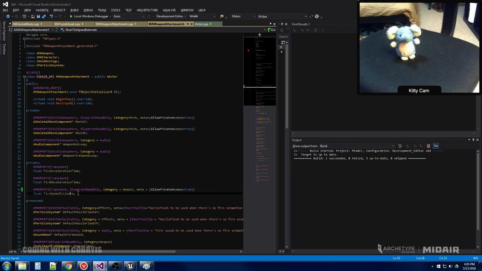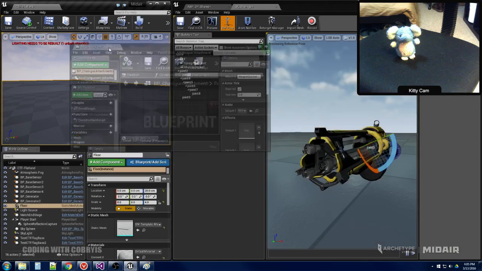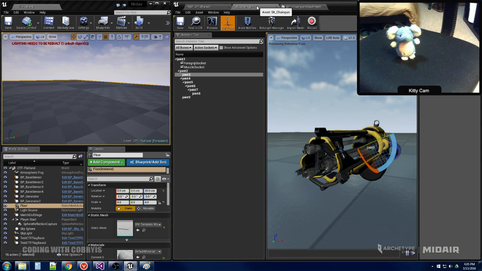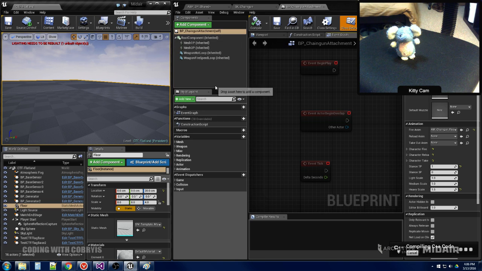Alright, so this should expose fire speed estimate. So everyone, if you're not paying attention, I am doing something really quick that I should have done a while ago, just because somebody asked. I'm going to make the chain gun barrel spin, hopefully. Alright, so let's see what happens when I compile. Did I save that? It's not gonna be super pretty right now.